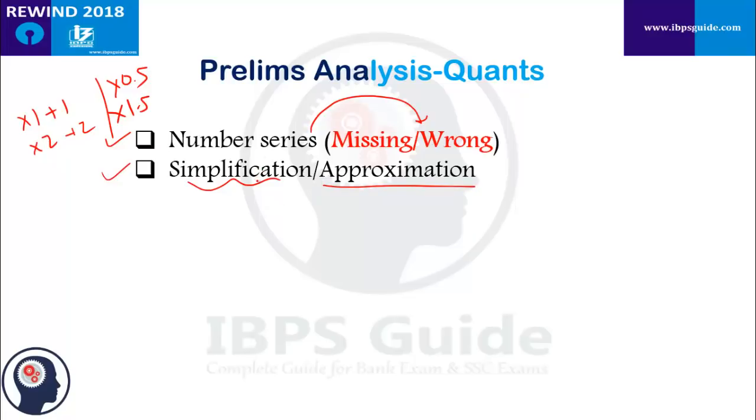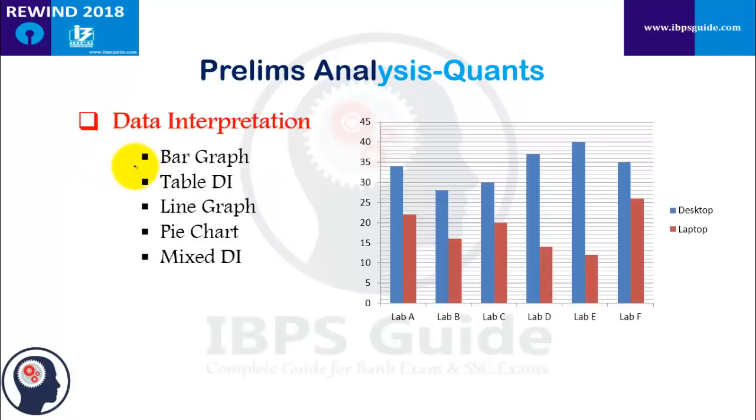Now let's move toward the another part, that is the DI part. Now come to data interpretation. These are the types of data interpretation mostly asked in the prelim exam: bar graph, table DI, line graph, pie chart and mixed DI. Normally nowadays the change is that data interpretation has become very time consuming. Out of 5 questions you can easily secure 3 to 4 questions. One question is very time consuming.